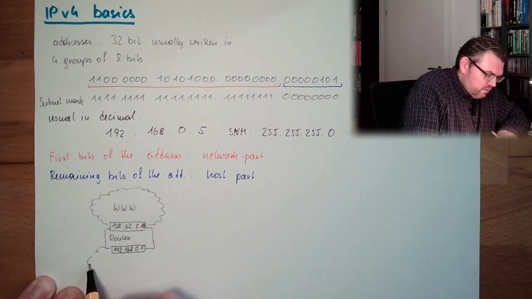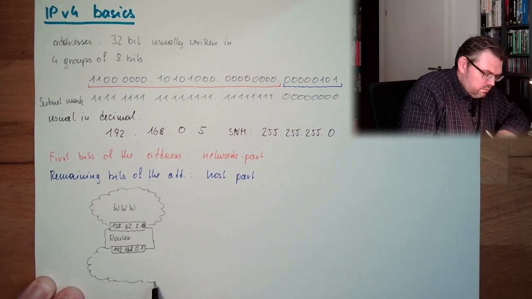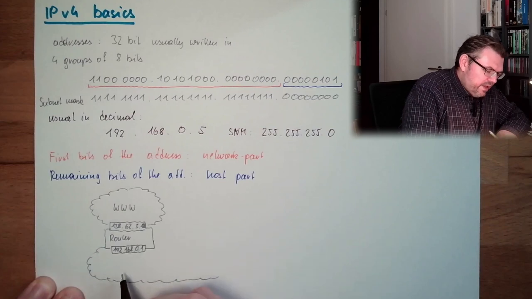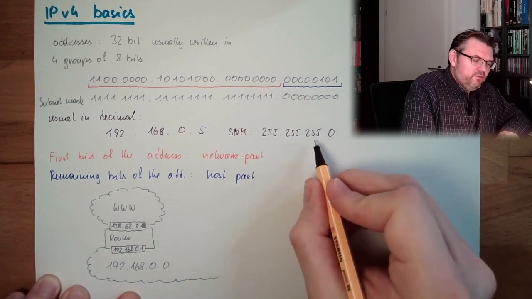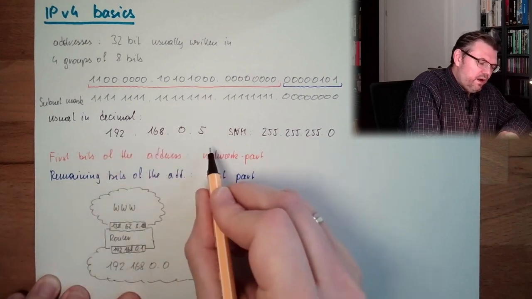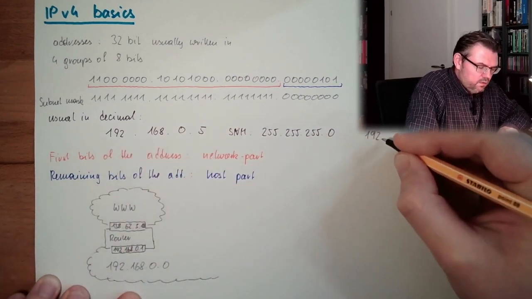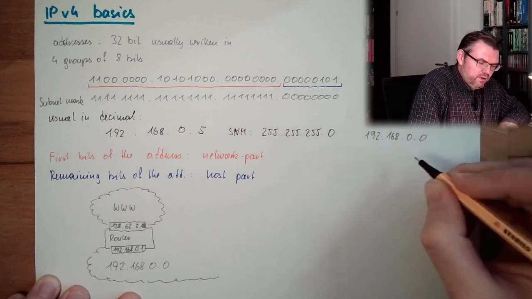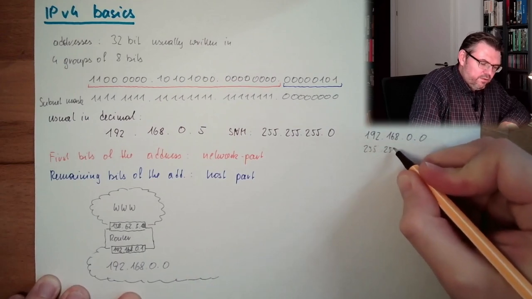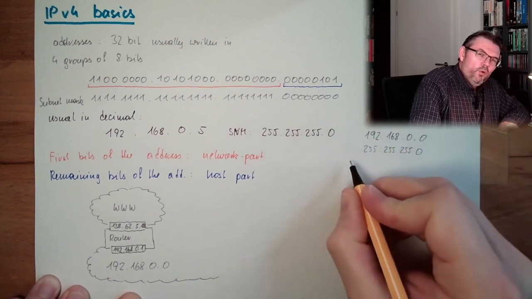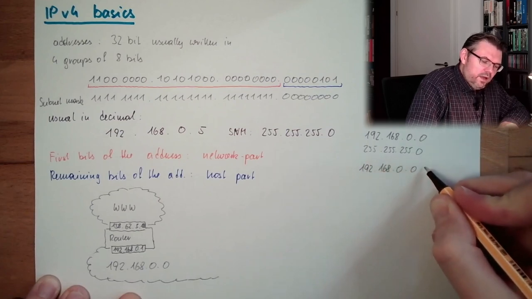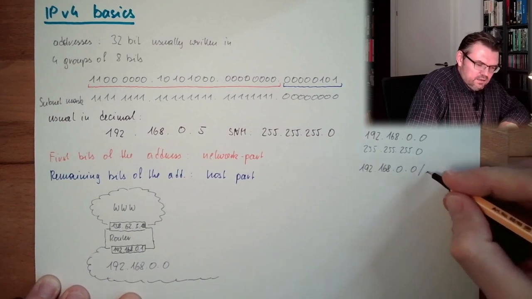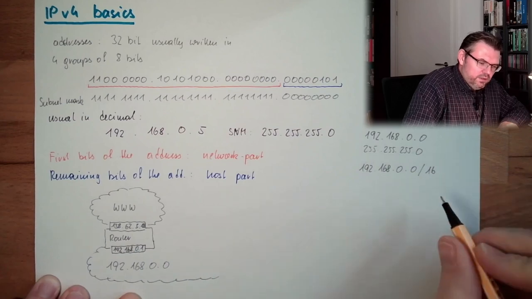And here we have our local area network, and the address of the local area network would be 192.168.0.0 with subnet mask 255.255.255.0. This is one way to write it. An alternative way is 192.168.0.0, and then we just make a slash and say 24. This 24 means the number of network bits.